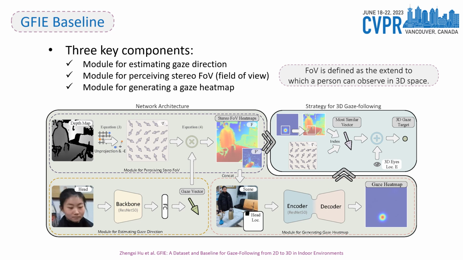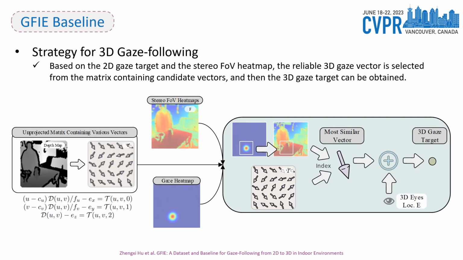We also propose the GFIE baseline model. It consists of three key components. One module is used to estimate gaze direction. Based on the predicted gaze direction, a model that perceives the stereo field of view is proposed to highlight regions that a person pays attention to in space. Then, we can infer gaze targets based on the module for generating the gaze heat map. A strategy for 3D gaze following is also designed to extend the proposed baseline to infer gaze targets in 3D space.